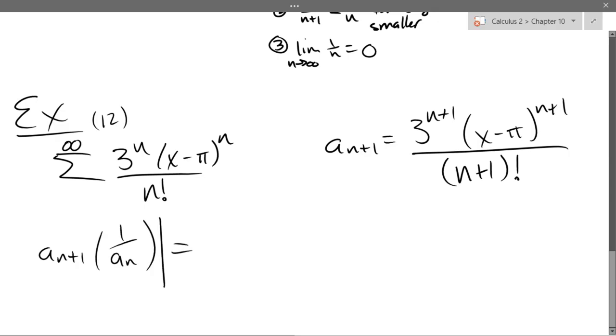And we're going to be going absolute value here. We're looking for absolute convergence. It's going to be important because x minus pi can be positive or negative. You don't know, depending on what value x is. So go ahead and do your best to simplify this down as much as it can.